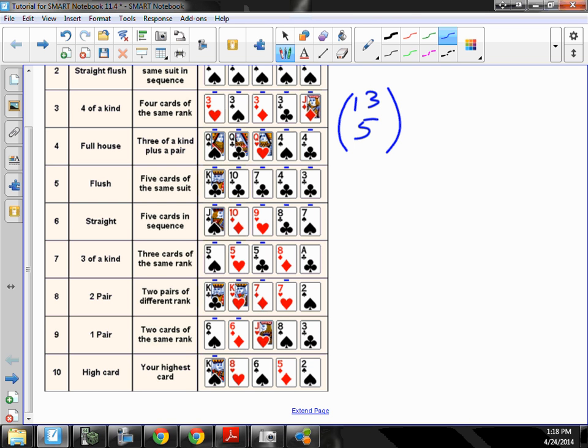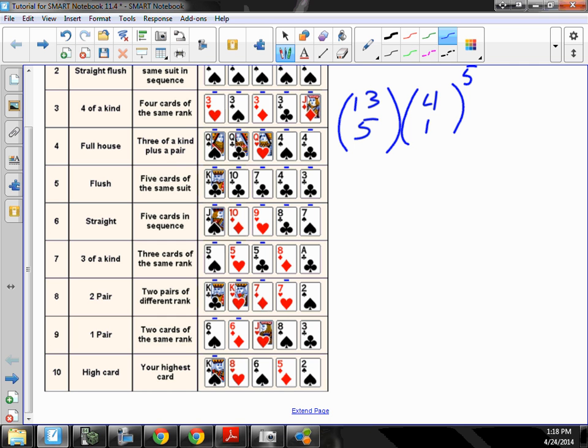Okay? What about the suits? Well, but what if it can't be a flush, right? And they can't be in order. So the first card is 4 choose 1 for the suit. What about the second? 4 choose 1, and so on. So I'm going to raise this to the 5th.